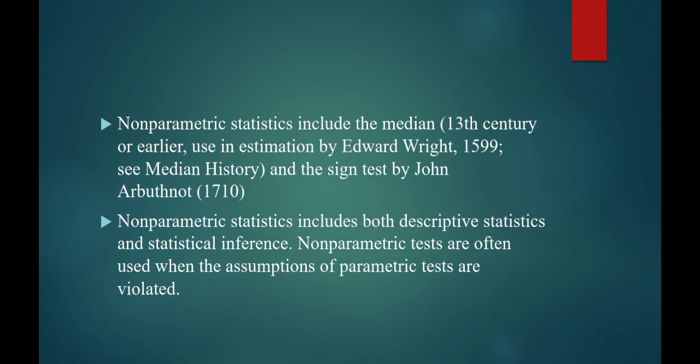Non-parametric statistics include the median and the sign test. The median was used as early as the 16th century by Edward Wright in 1599. The sign test was used by John Arbuthnot in the year 1710.